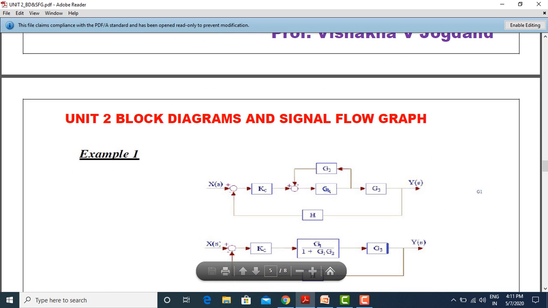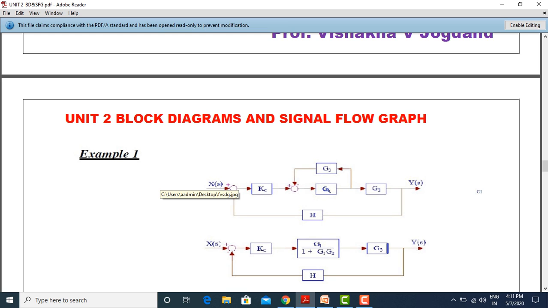So in this diagram I am observing at first there is no series. G1 and G3 are in series, but here is a takeoff point, so we can't consider that a series connection. Here also Kc and G1 are in series, but here is a summing point, so we can't consider it a series connection. So the blocks are in series only when there is no takeoff point and summing point between them. So at first I am observing there is no series connection, there is no parallel connection too.